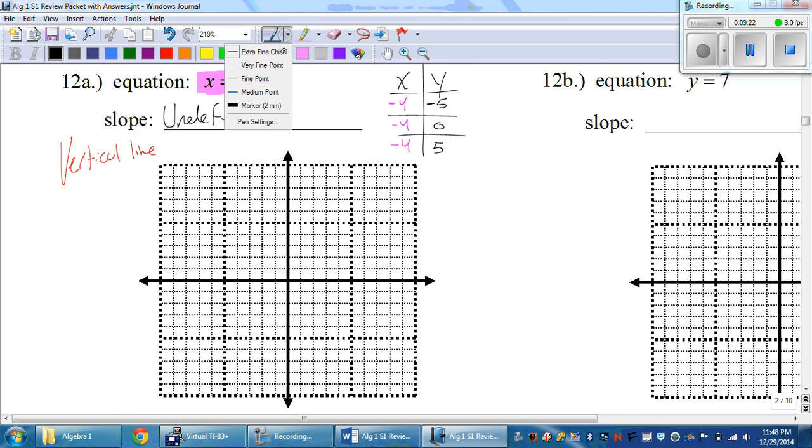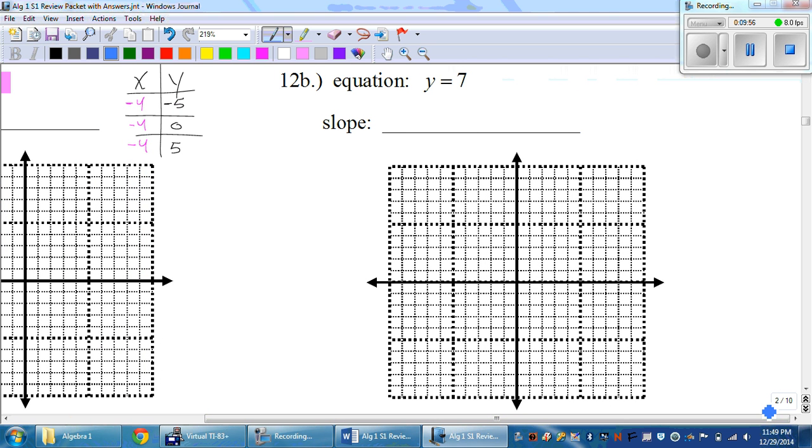So when I use those points, we have (-4, -5), (-4, 0), and (-4, 5). And there we go, there's our vertical line. Remember that vertical lines go straight up and down. Here's my straight edge, and I'm adding my arrows. Okay?